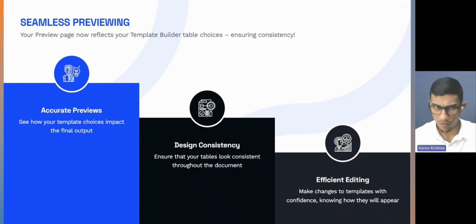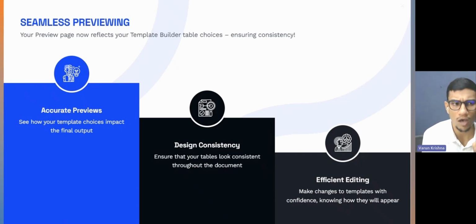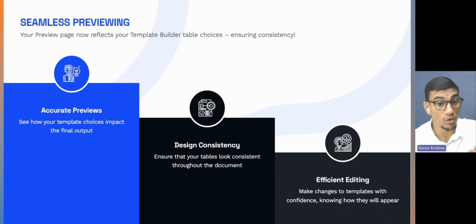So we have to be really careful with this one. We're talking about the template builder and the preview page. Accurate previewing. See how your template choices impact the final output. Ensure that your table looks consistent throughout the document. It's not only in the view page, also after in the build preview section as well. And finally, make changes to templates with confidence, knowing how they will appear.